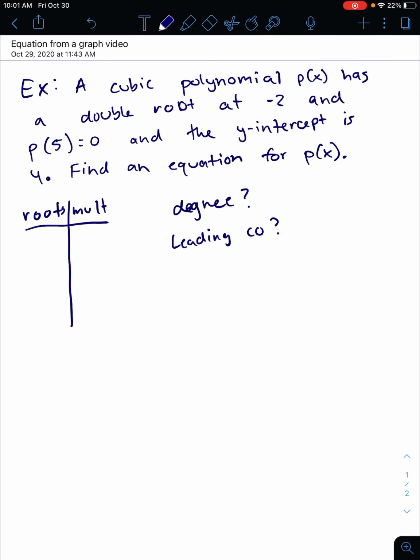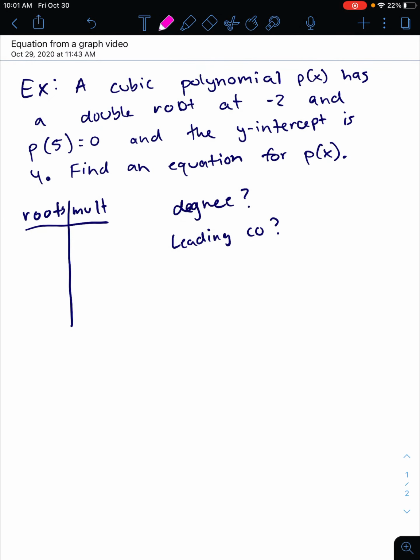So what happens if you're given all of the points and you need to find an equation? Let's talk about it. Okay, so I have an example here. A cubic polynomial, p of x, has a double root at -2 and p of 5 equals 0, and the y-intercept is 4. Find an equation for p of x.